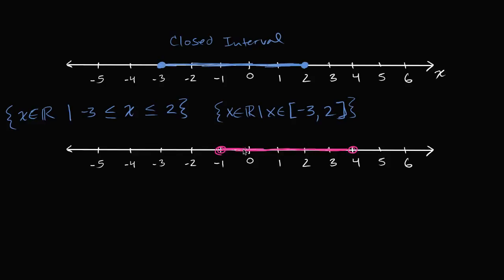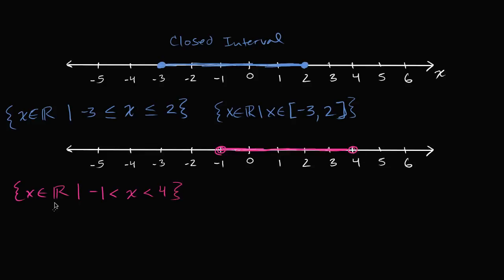So what would be the notation for this? Well, here we could say x is going to be a member of the real numbers such that -1, I'm not going to say less than or equal to because x can't be equal to -1. So -1 is strictly less than x is strictly less than 4. Notice, not less than or equal because x can't be equal to 4. 4 is not included.